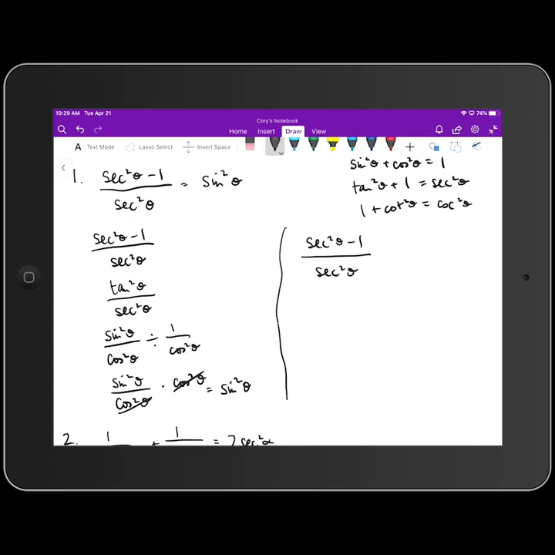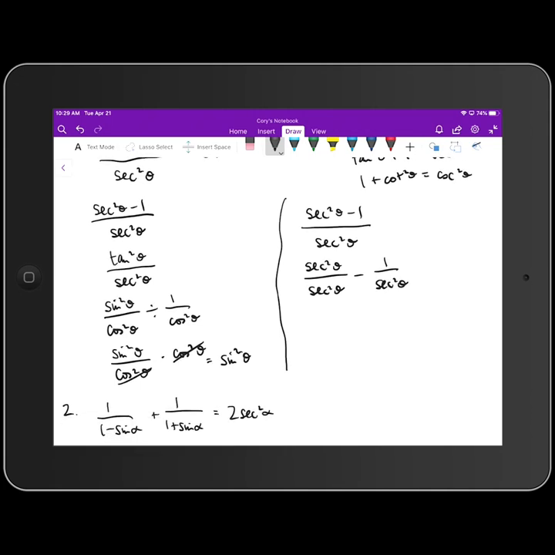over secant squared. Another way for me to verify this identity is to take both terms in the numerator and write them over that denominator secant squared. So we're going to take that fraction and essentially break it apart into two fractions, which is going to give us secant squared over secant squared minus 1 over secant squared. And secant squared over secant squared, that just simplifies to 1, minus 1 over secant squared. We can rewrite that as cosine squared.